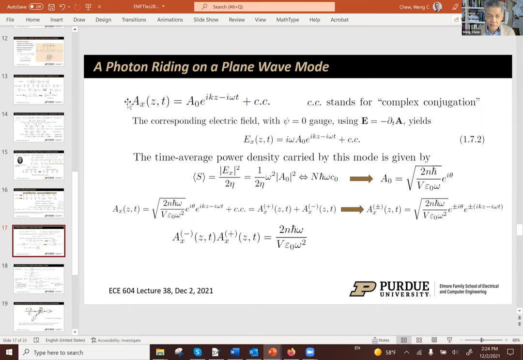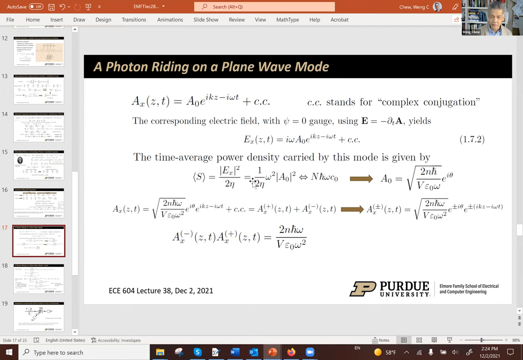And you can find, of course, the electric field from this, and it's also given by this. And it will be interesting to ask yourself, if this is a plane wave propagating, it will give rise to energy flow, or energy flux flow, but there should be a photon flux associated with this plane wave, okay? So there will be a bunch of photons riding on the plane wave mode. This is what I like to emphasize.